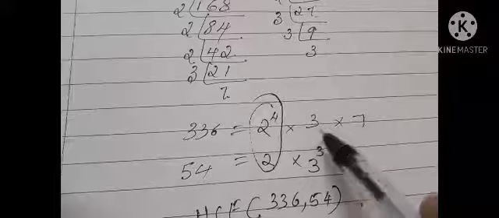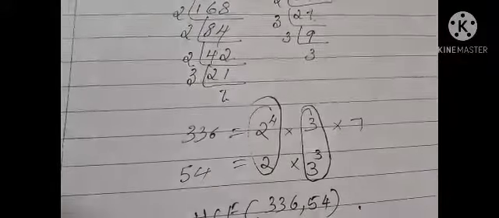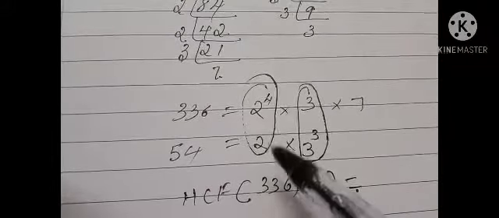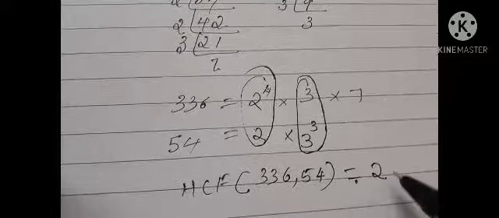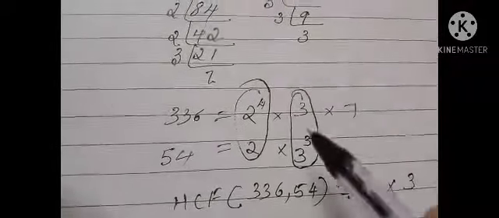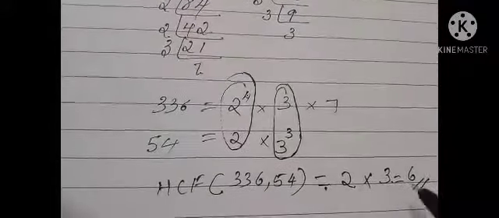Then we have to find HCF of 336 and 54 first. So we have to write the common factors. 2 is common and 3 is also common. Then for finding HCF, we have to take common factors with minimum power. So here 2 raised to 4, here only 1, 2. So we can take 2 raised to 1. That is the minimum. Into 3, which is the common factor with minimum power, 3 raised to 1. Here 3 raised to 3 is there, that we can't take. So this is 6. So HCF of the two numbers is 6.